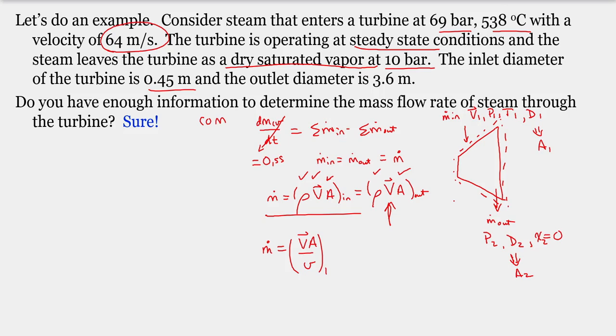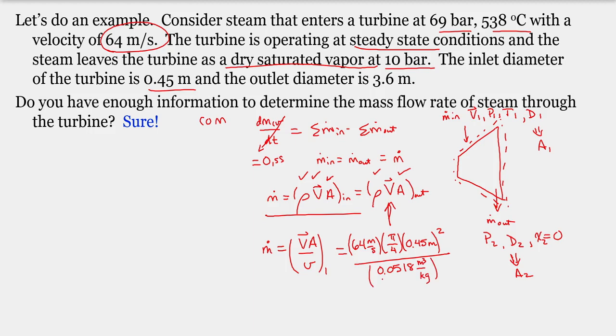Okay, here we are back at our calculations for the mass flow rate. So we went to the steam tables, our online calculator, and we got the density at state 1. So now we can plug in all the information that we have from the problem statement. We have 64 meters per second times the area, which is pi over 4 times the diameter at the entrance squared, so that's 0.45 meters squared, divided by the specific volume at the entrance state, which we looked up from our calculator, and we found it was 0.0518 meters cubed per kilogram.